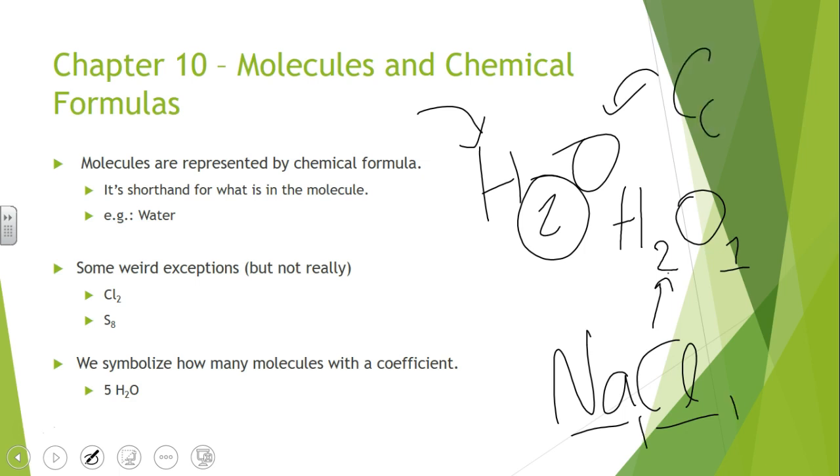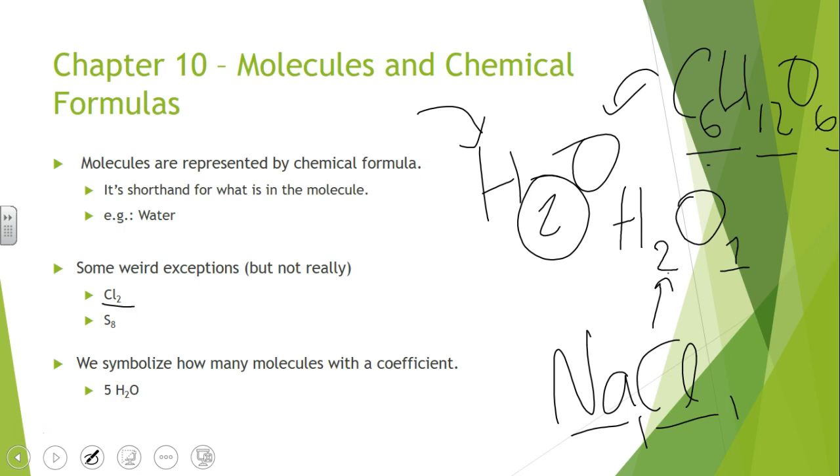Something like C6H12O6. There's a lot of atoms in there. There's a lot of elements in there, but that's 1 molecule of sugar. There's 6 carbons, 12 hydrogens, and 6 oxygens. Now I'm going to talk about some weird exceptions, but they're not really weird exceptions, because if we know what a molecule is, then it makes sense.